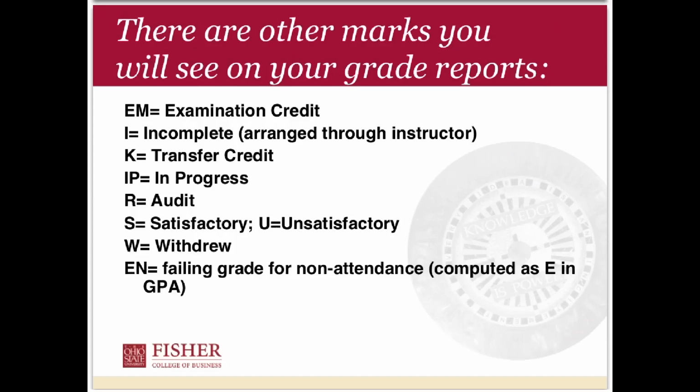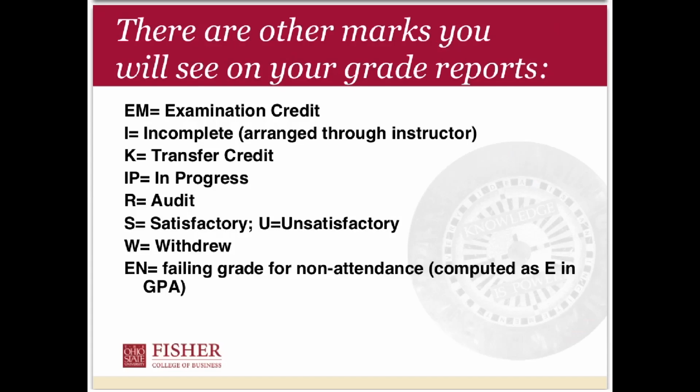If you have credit transferring from a different institution, it will show up with a K mark. A mark of IP on a report represents a class that is in progress and does not yet have a grade. If you are auditing a course, it will show an R mark. Auditing a course is when you attend a course, complete all the assignments and exams, but receive no grades or credit. You are sitting in the class for knowledge only.